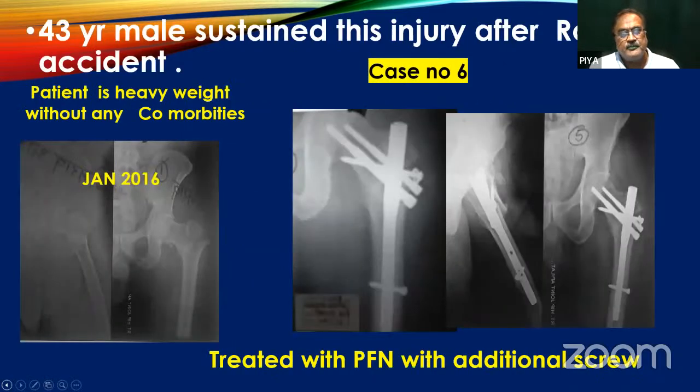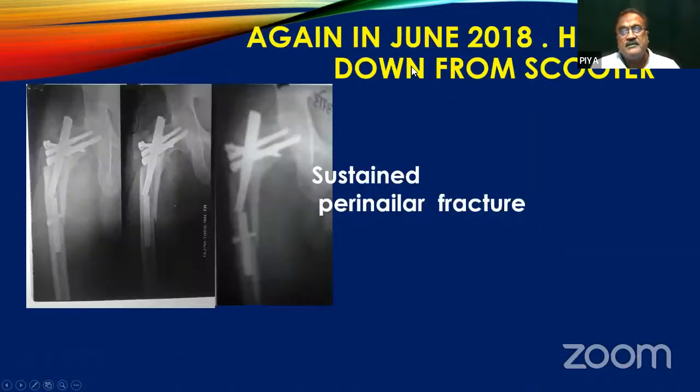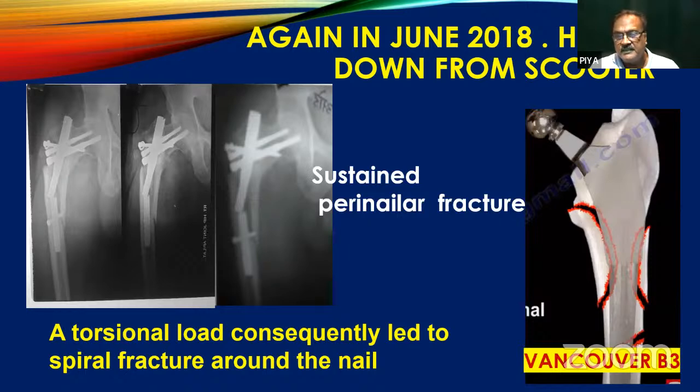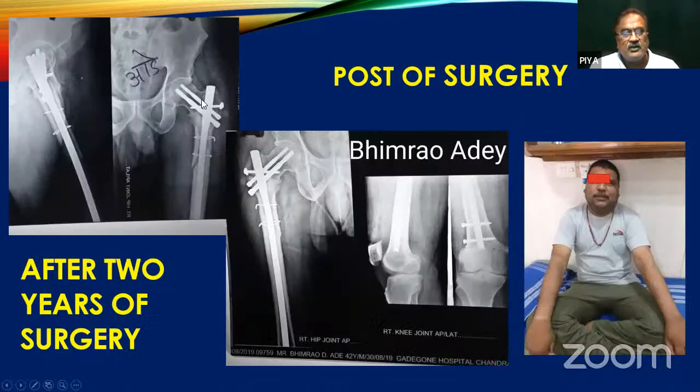So this is an example: a 43-year-old male sustained this fracture, treated with a short nail, and you can see the fracture healed, I think. Then ultimately, he fell down from a scooter and sustained a periprosthetic fracture through the empty hole, and a spiral fracture extending into the trochanter. This fracture is in the substance of the nail. So torsional load consequently led to the spiral fracture around the nail, and you can see it is mimicking a Vancouver B3 type of fracture. Ultimately, this was treated by a long PFN with cerclage wire post-surgery. After 2 years of follow-up, everything healed.